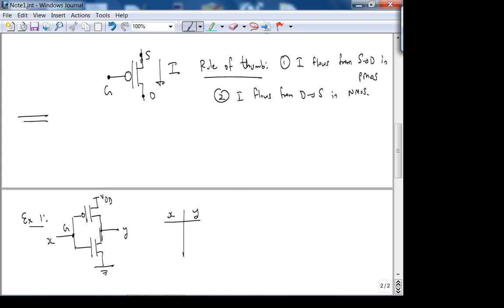Ding, ding, ding. There's no current in here. This current is 0 amps. This doesn't really matter. So what matters is this.